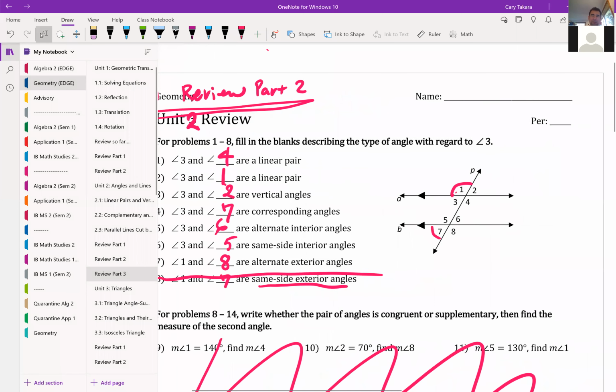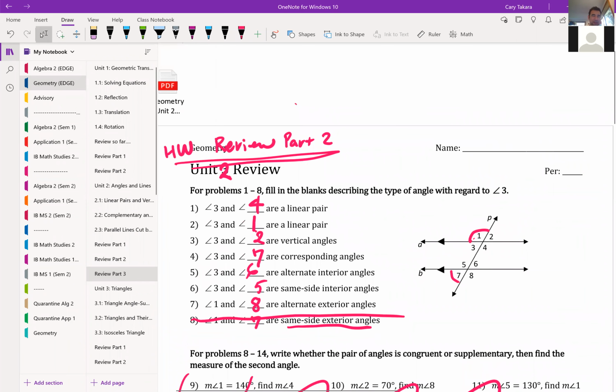Now, I want you to put your pencil down right now. Let's practice a little bit more verbally. I'm gonna give you 2 angles, like angle 3 and something, then you tell me the name, okay? So here it is. 5 and 8. What would you call 5 and 8? You just speak out loud. You don't need to unmute.